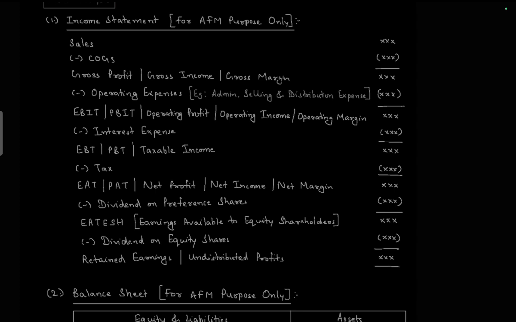Then after, if the dividend is being declared now, okay. If not declared now, the retained earnings or undistributed profit will be shared back to net worth. It will go from the P&L account to the balance sheet. So this is the income statement. From this only you can understand all the ratios. Okay.